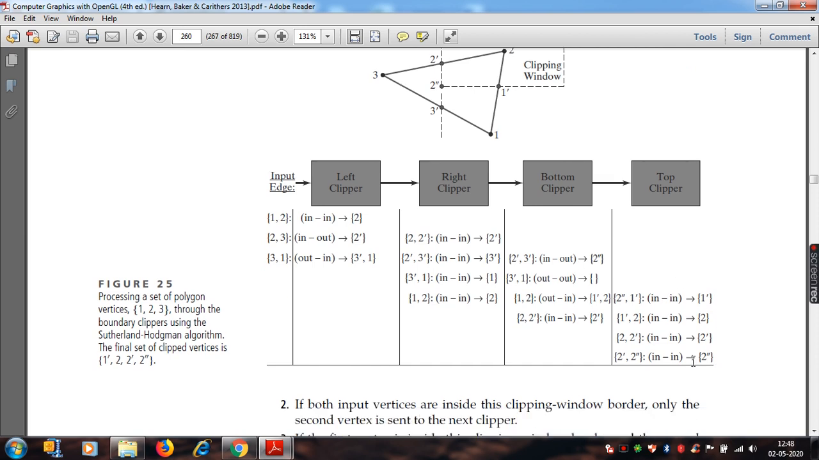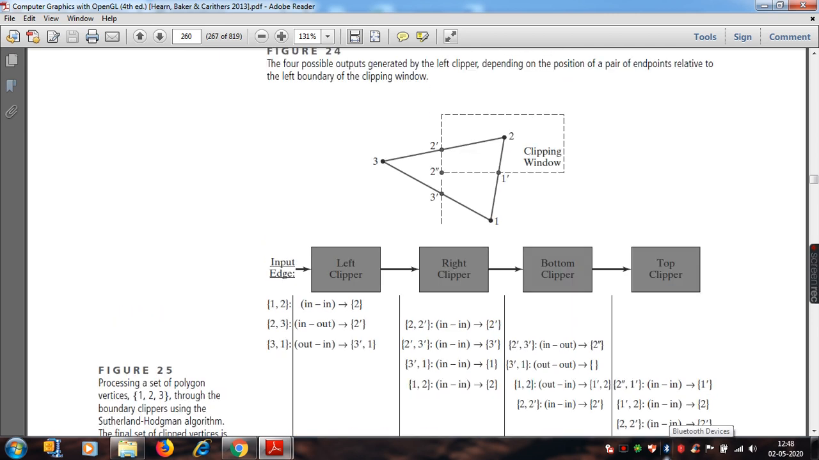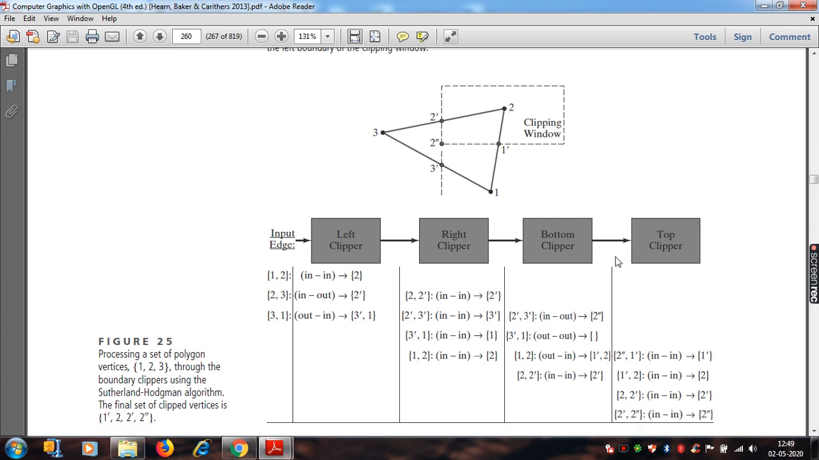Next is, okay, so next is now after the bottom clipper. After the bottom clipper, we have 2 double dash, 1 dash, 2 and 2 dash. Right? What do we have from the bottom clipper? 2 dash, 2 double dash, 1 dash and 2. That's what we have. Now proceed for the top clipper.